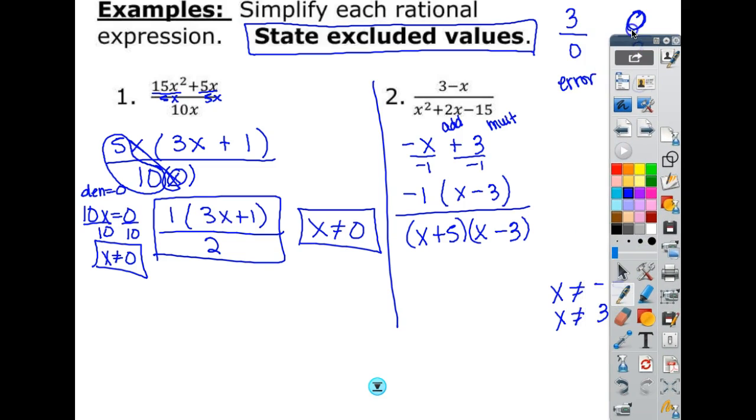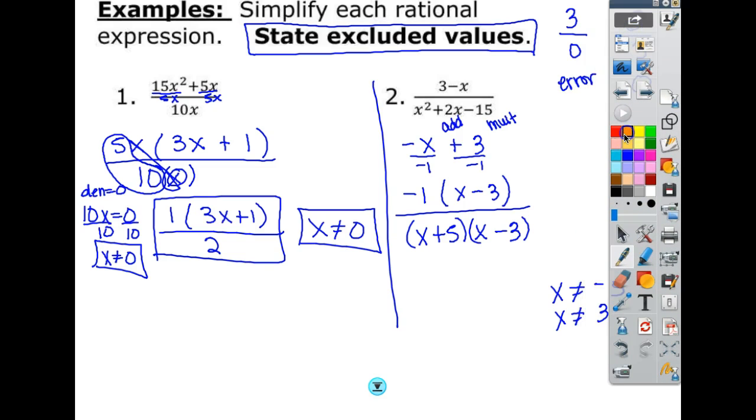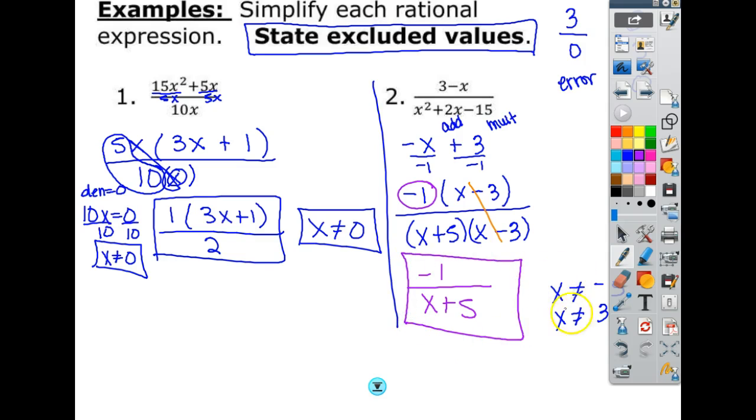So now we are going to cancel that out. What do we have in the top of our fraction? Don't forget that negative 1. And then we have an x plus 5 on the bottom. So that's our answer, and this is part of our answer right here: what it can't be. So don't wait till the very end to figure out what it can't be. Right after you factor, you take care of your excluded values. What can it not be? Then you cancel out.